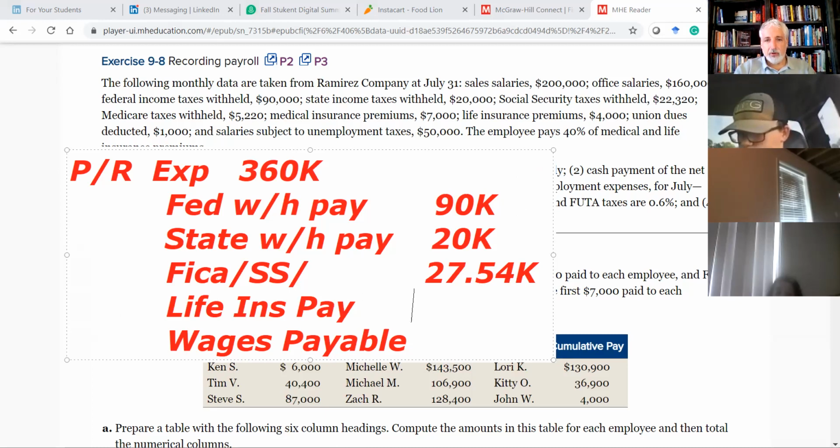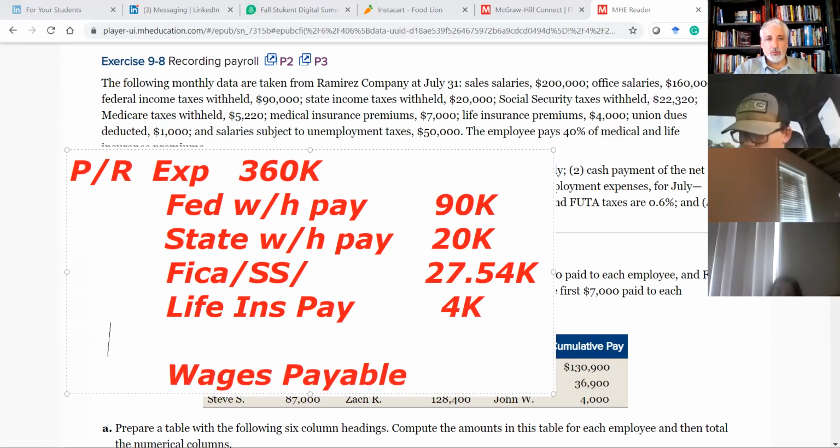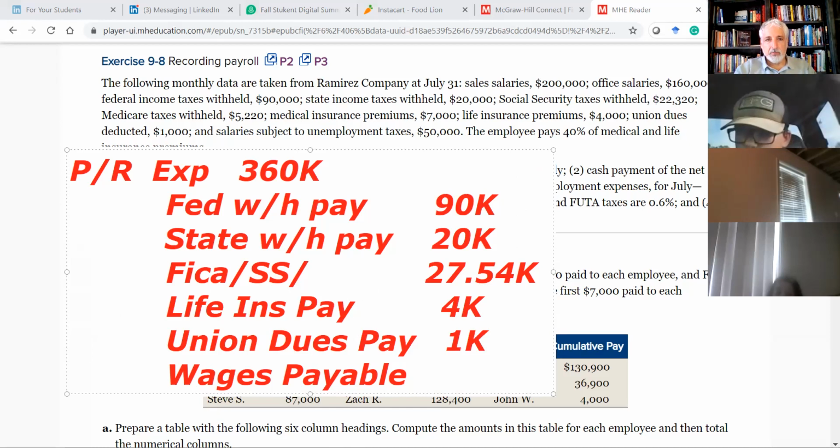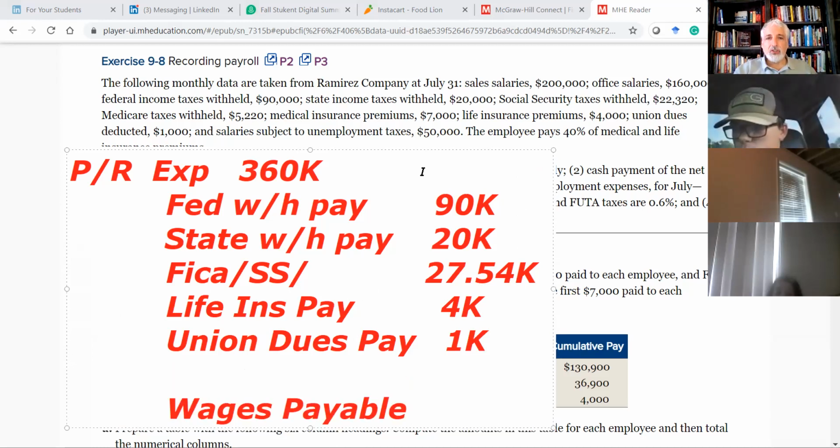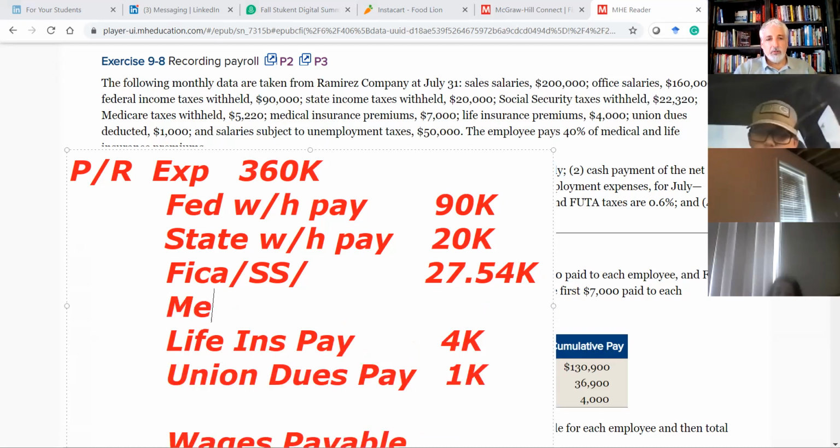What I got for that, I've got 4K. And then I have union dues payable. What I got there, 1K. Now we've got salaries subject, let's see, I'm sorry. We only need to take 40% of the medical and life insurance. And we've got life insurance payable for, I'm going to put that medical insurance payable, I'm going to recalculate that. Medical.